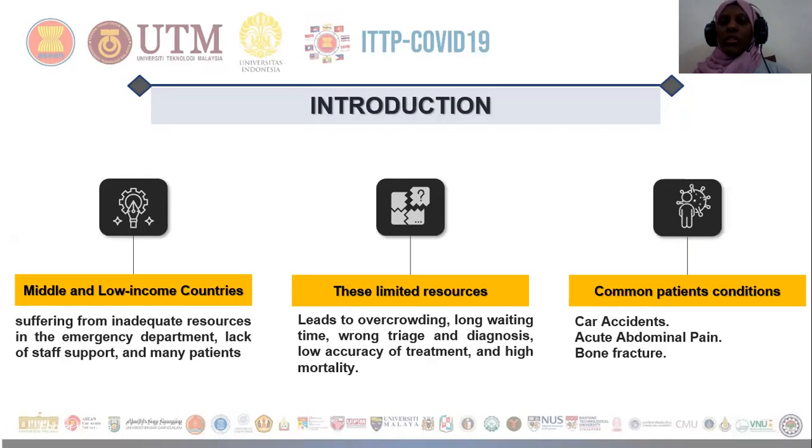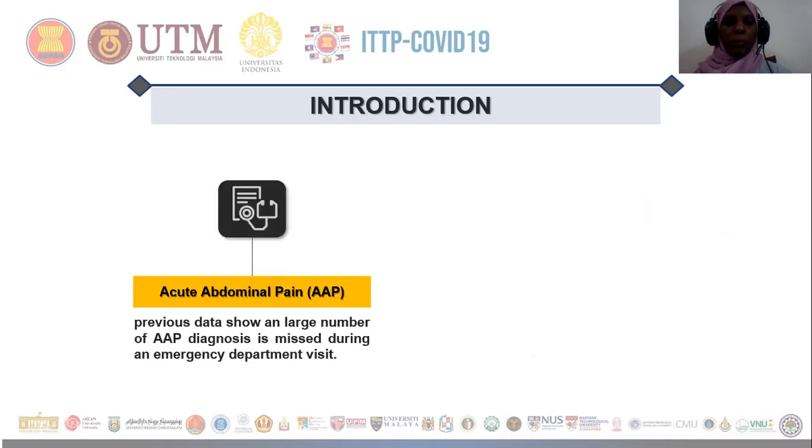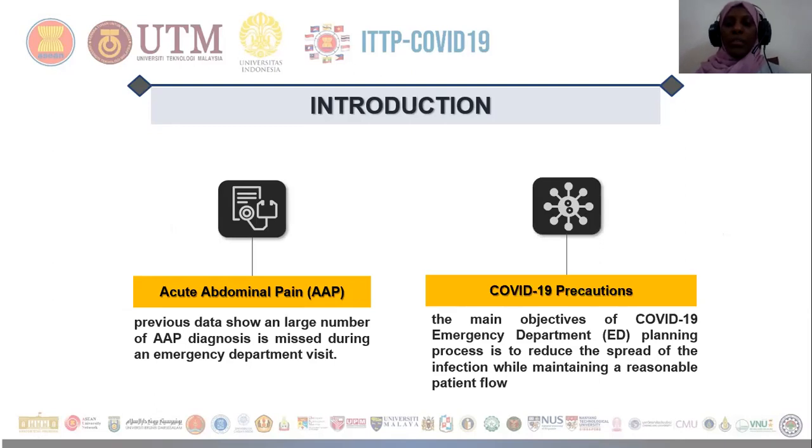The common patient conditions visiting the emergency department are car accidents, acute abdominal pain, and bone fracture. For acute abdominal pain patients, previous data shows that a large number of acute abdominal pain diagnoses are missed during emergency department visits, and this is because of limited resources. Another problem is the current COVID-19 pandemic.